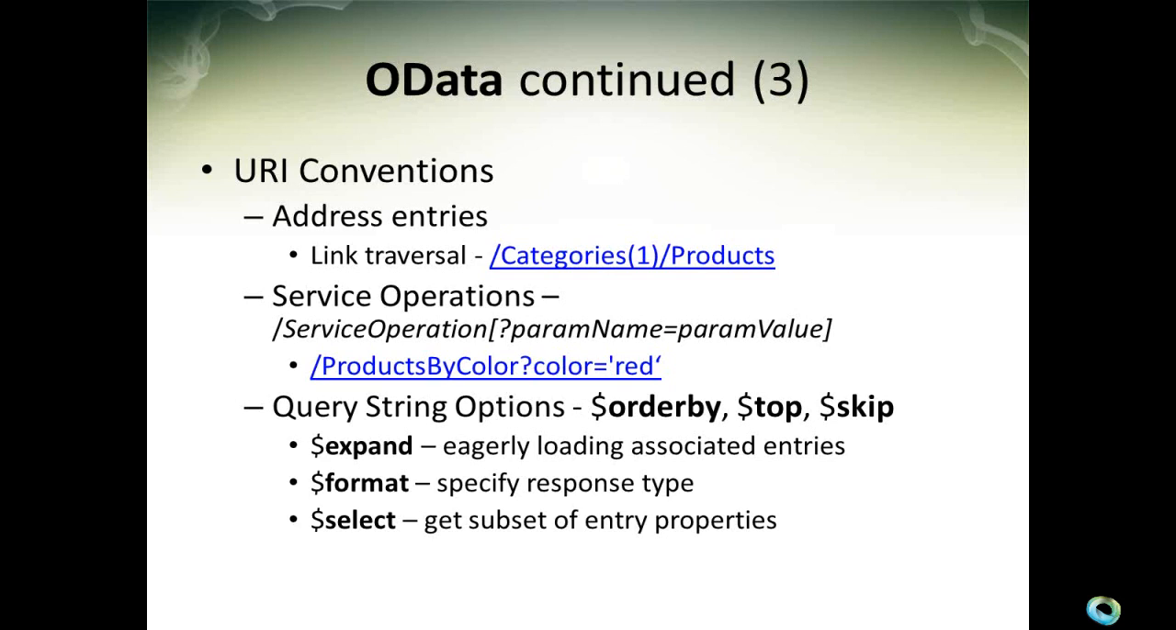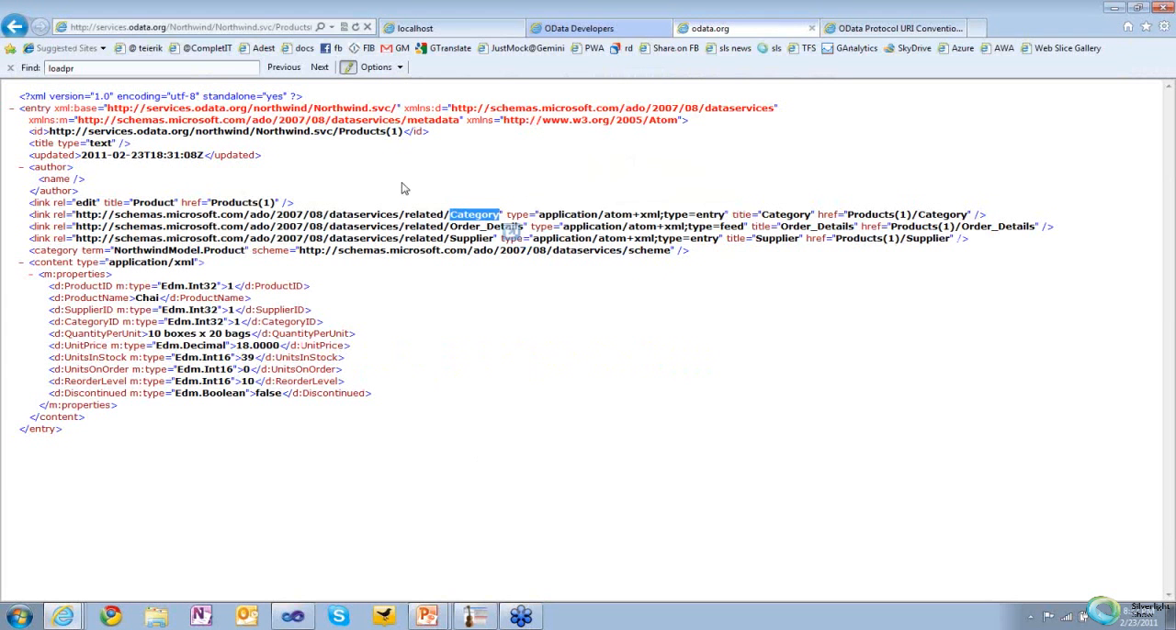Another interesting option is the select option. By default, when we request a certain entity, it will give us all the properties that are related to this entity. By using the select option, we can limit the result set by reading only a subset of these properties. So basically, we can say something like this.